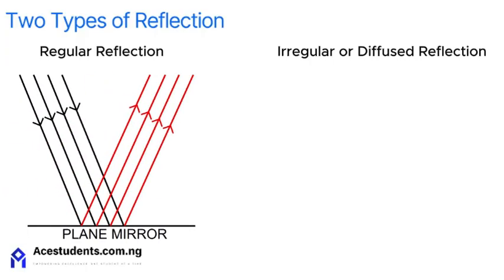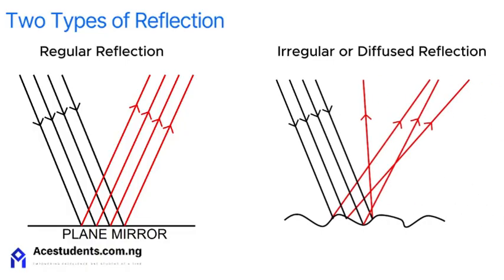Regular reflection occurs on smooth or polished surfaces like mirrors. Here, the reflected rays remain parallel, and they all travel in one direction. Diffused reflection happens on rough surfaces. In this case, the light rays scatter in different directions after hitting the surface.